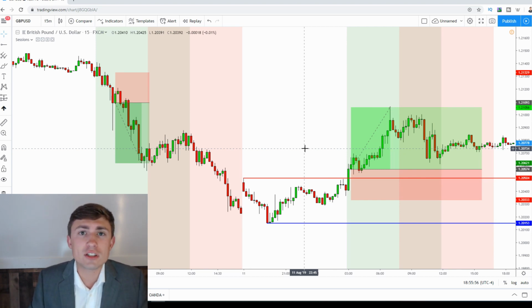As always, there's no such thing as a perfect strategy, but there are ways to optimize and to make your strategy more effective. And I think tying in some fundamentals with your breakout strategy might be a fantastic way to do it.